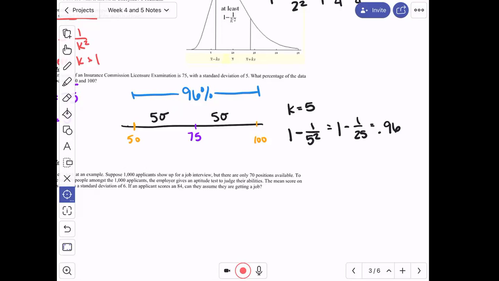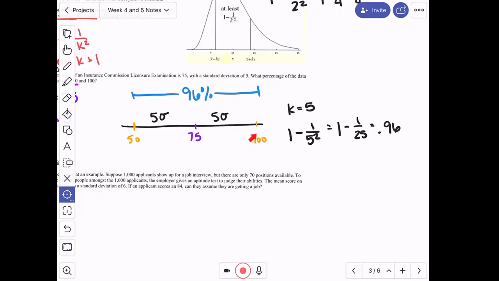Now, we're using this rule, and it has to be conservative because we don't know the actual shape. If it were normal, we could be more accurate. But because it's not normal, we have to be conservative. This is a lower limit for that value. There could be more. We know the least amount is going to be 96%. All right.